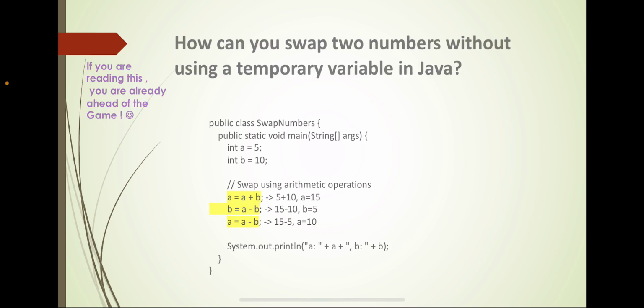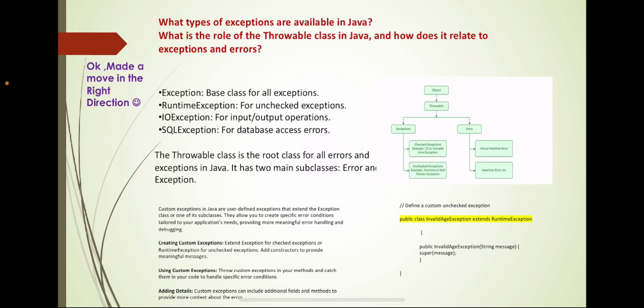The next one is what types of exceptions are available in Java, the role of the Throwable class in Java, and how it relates to exceptions and errors. So the basic thing is the Throwable class is the root class for all errors and exceptions in Java. When you see here, from Object there is the Throwable class, and then you have exceptions and errors. The exceptions are of two kinds, checked exceptions and unchecked exceptions, and errors are something which cannot be handled.